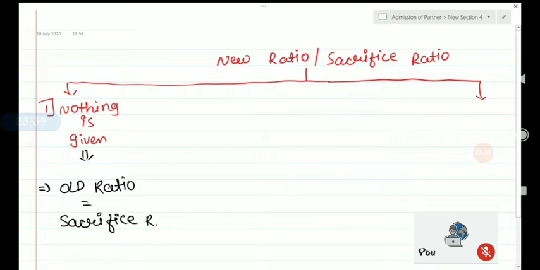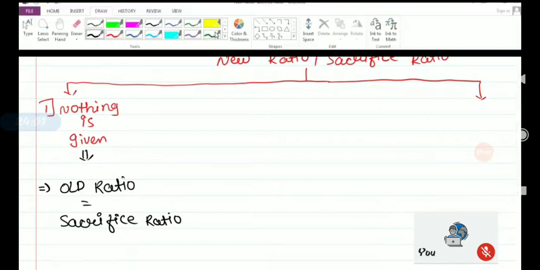Okay, sir, what will be the new ratio? Only the new partner's share is given to you, that the incoming partner will have 1/2 share, 1/3 share, 1/5 share. That's okay. Neither new ratio is given nor sacrifice is given. Then at such point of time, old ratio equals to sacrifice ratio, and there is no calculation required.